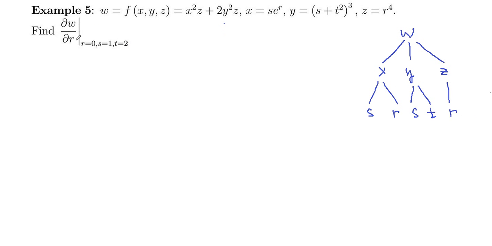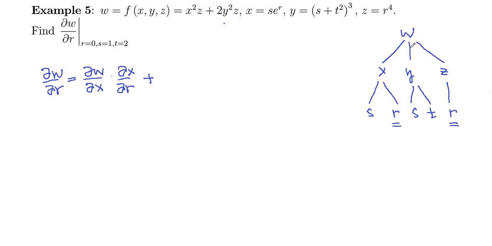So we want dw/dr. So we only want the branches that end in r. So only those two branches. So this will be dw/dx, dx/dr. So dw/dr is going to be dw/dx times dx/dr. And both those are partial because x depends on two variables. And then we also have dw/dz and dz/dr.